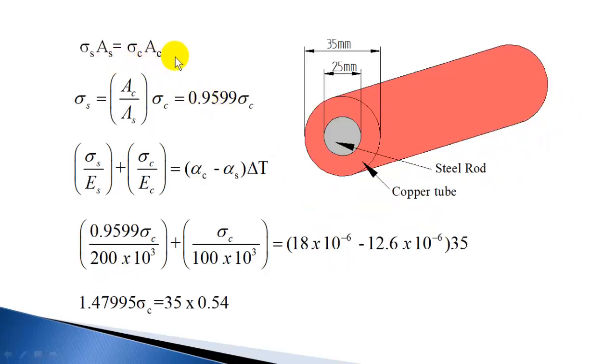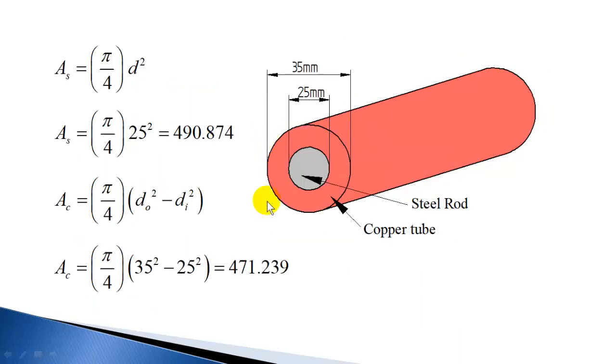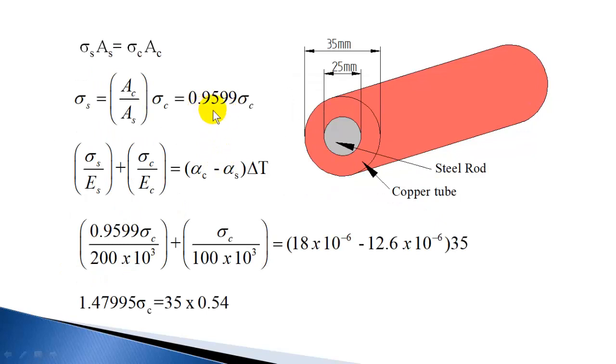Now sigma S AS is equal to sigma C AC, that is the first relation, and sigma S is AC by AS into sigma C. Taking the area ratio, AC is 471.239 and AS is 490.874. If you take that ratio, you will get 0.9599, and so sigma S is 0.9599 sigma C. So the stress induced in steel is less than the stress induced in copper.